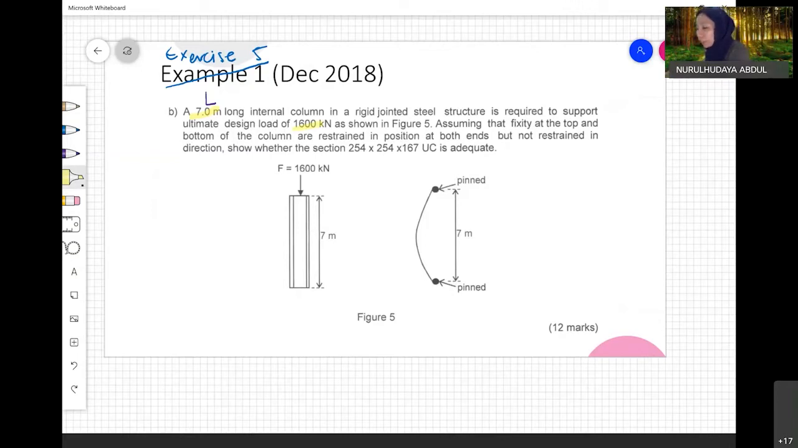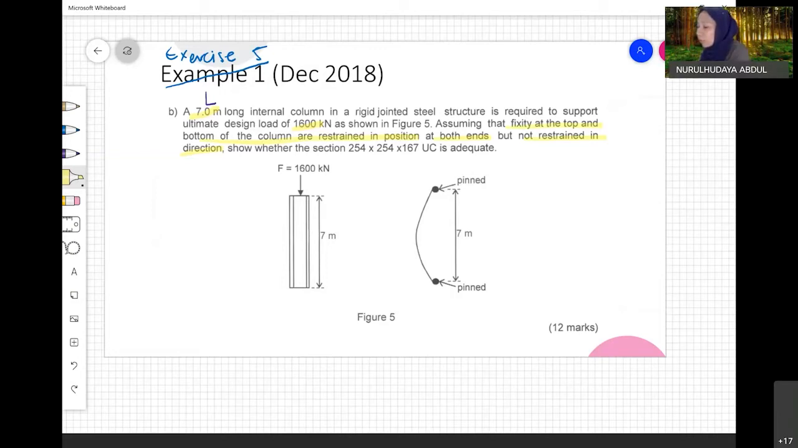Maksudnya dah kira ultimate load 1,600. As shown in figure 5, assuming the fixity at the top and bottom of the column are restrained in position at both ends but not restrained in direction. So this one we'll look at later when we're going to calculate for effective length. Baru kita tengok this one.